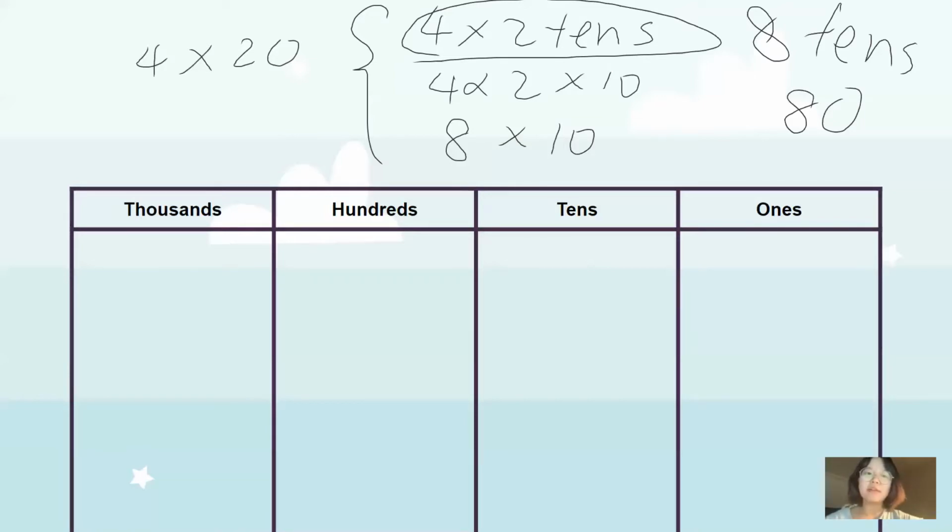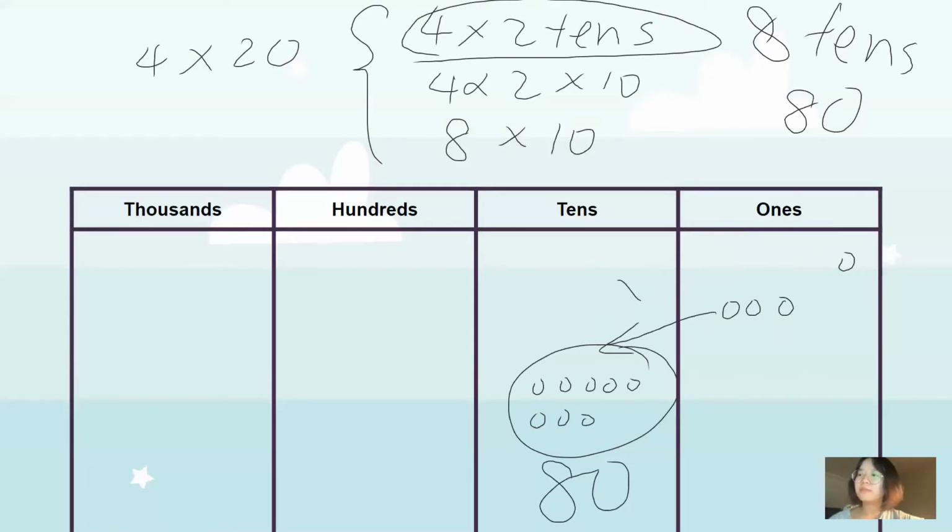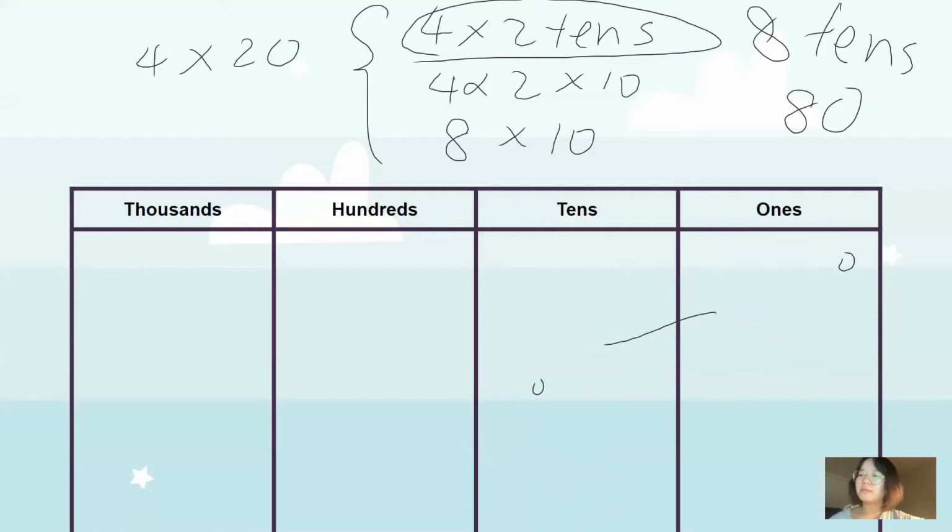So we have 1, 2, 3, 4, 5, 6, 7, 8, because we know 4 times 2 is 8. And we move to tens by times 10. That gives us 1, 2, 3, 4, 5, 6, 7, 8, and that is 80. And we do the same thing, put down the place value chart for this too.